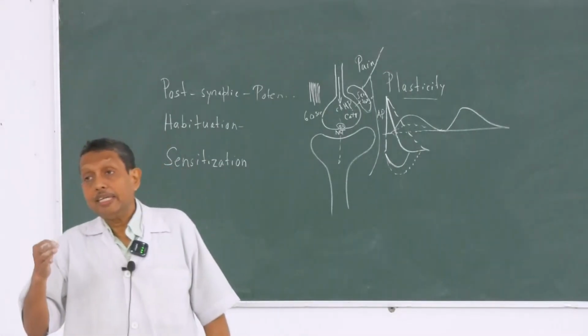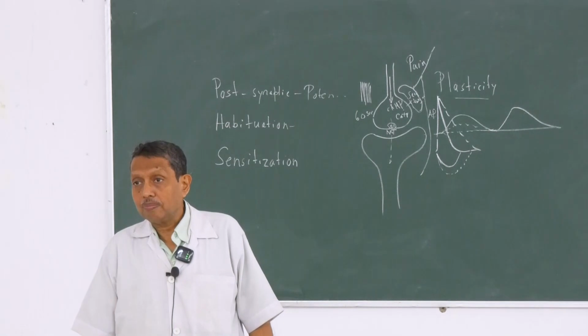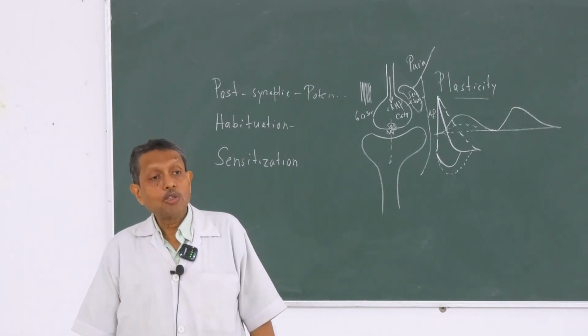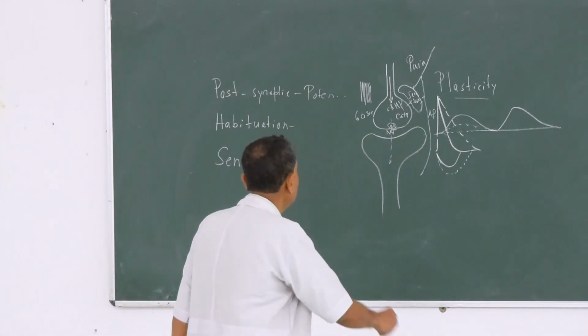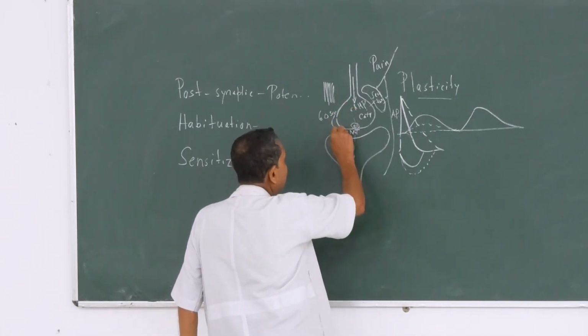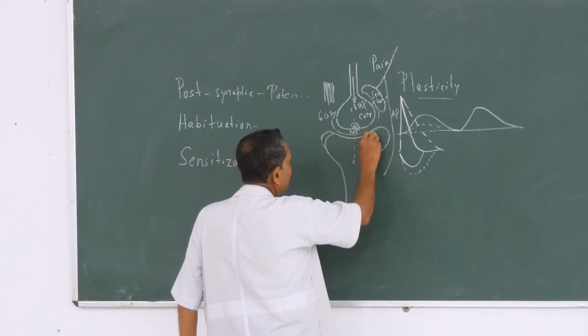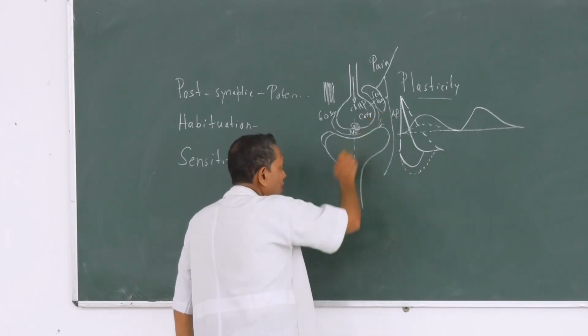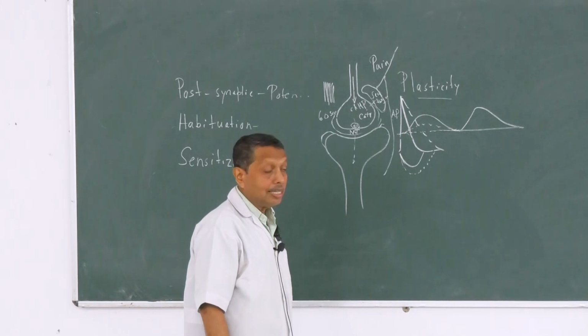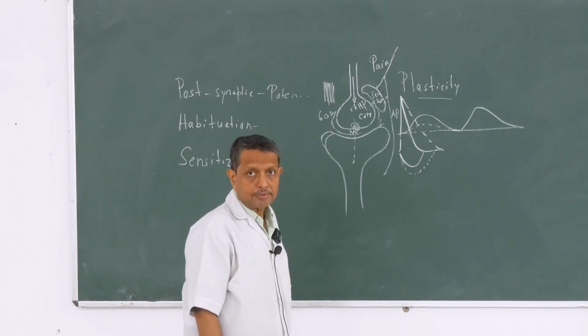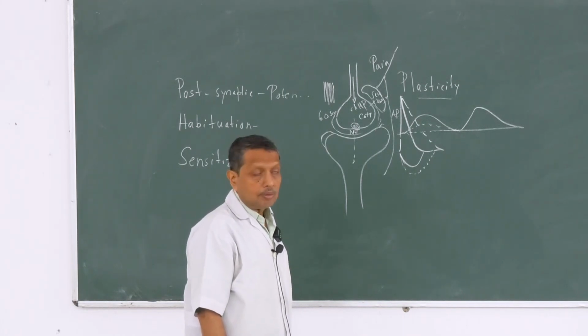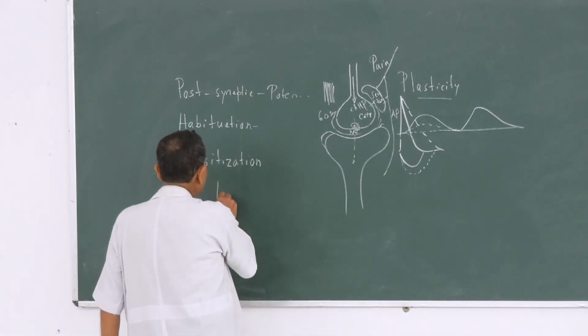But if it is repeatedly given for a considerable duration of time, then there are also histological changes. There is increase in the growth of the presynaptic membrane and synaptic membrane, and it is a long-term process. It is one example of long-term potentiation, LTP.